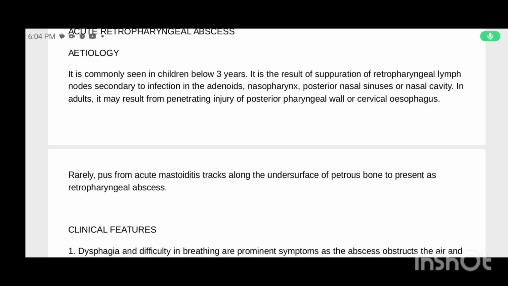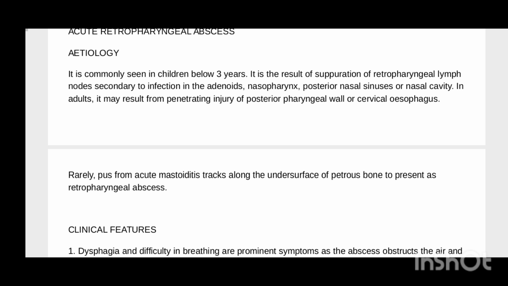Now let us discuss the etiology of the acute retropharyngeal abscess. It is usually seen in children. Why? Because the major cause is infection of the adenoids, and adenoids are usually present in children, while in adults they regress or may be very small or absent. So the infection of the adenoids, what are adenoids?